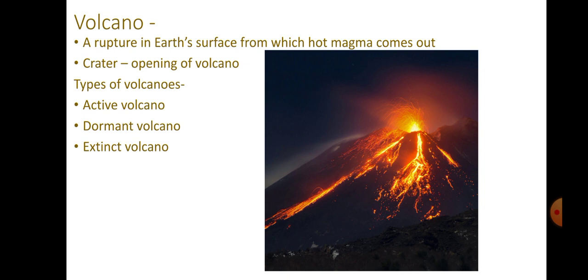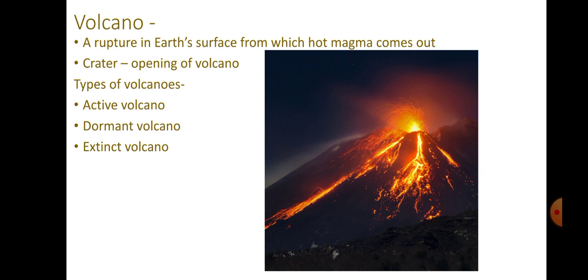Active volcanoes are the volcanoes that have erupted regularly, have erupted in the last few decades, and are expected to erupt very soon, in the near future also. Examples of active volcanoes are Mount Vesuvius, Mount Etna, Mount Fuji. These are a few examples of active volcanoes.